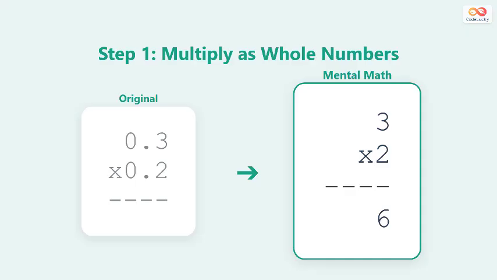Let's look at Step 1 with the example 0.3 times 0.2. We ignore the zeros and the points. We just think 3 times 2. The answer is 6. That is the first part of our solution.